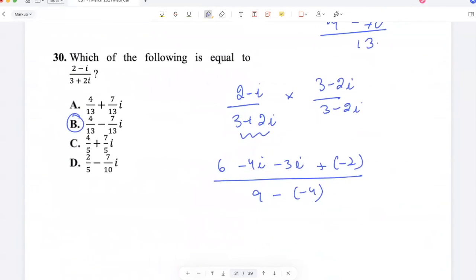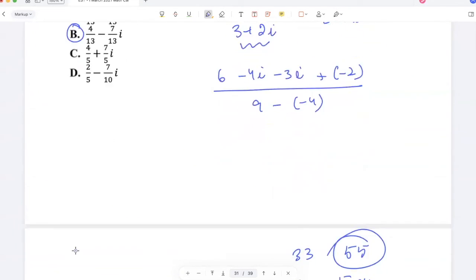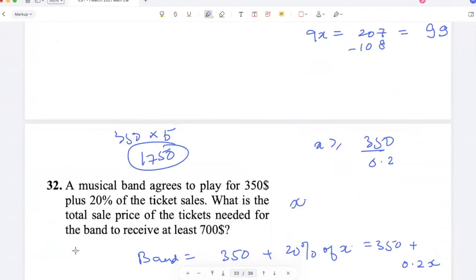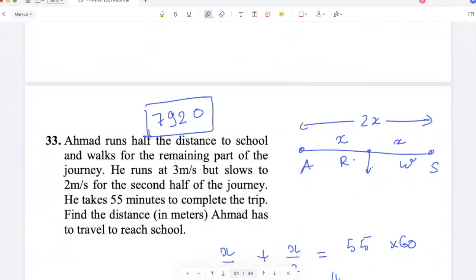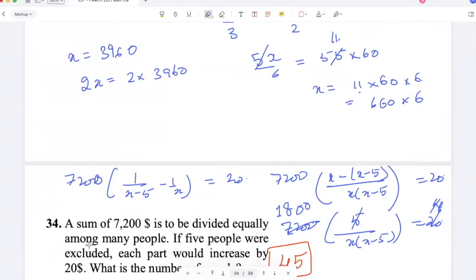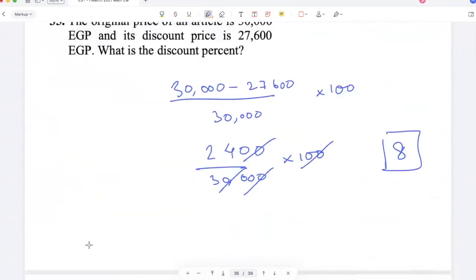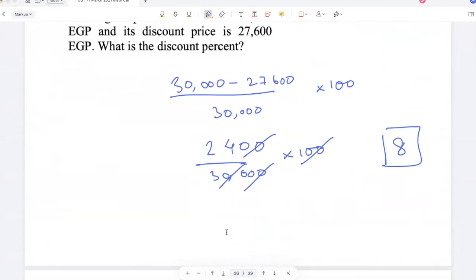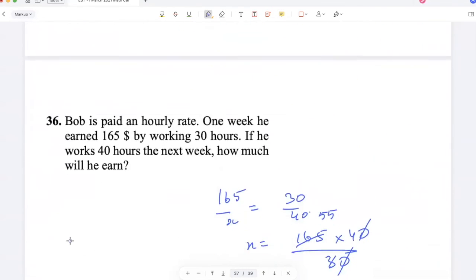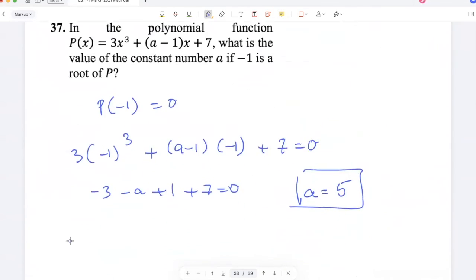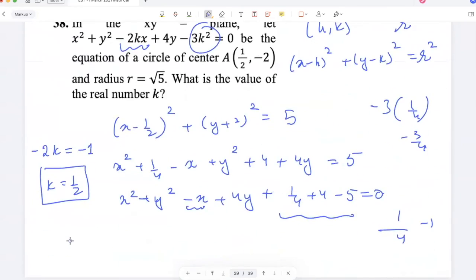Okay. 31: 55, 1750, 7920, 45, 8, 225.5, 225 and 0.5. Okay, great. So we got all correct.